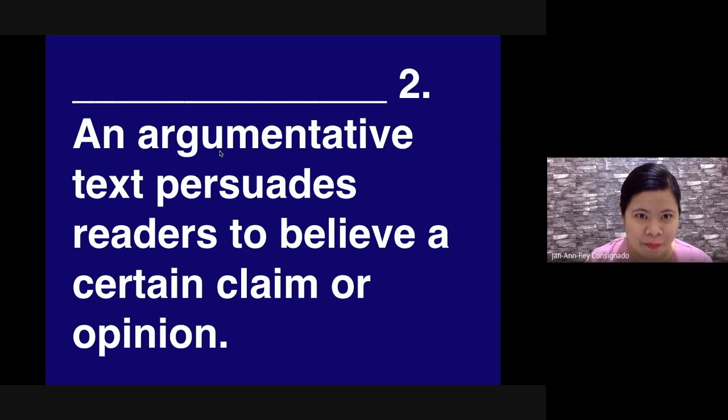Number 2. An argumentative text persuades readers to believe a certain claim or opinion. Agree or disagree.